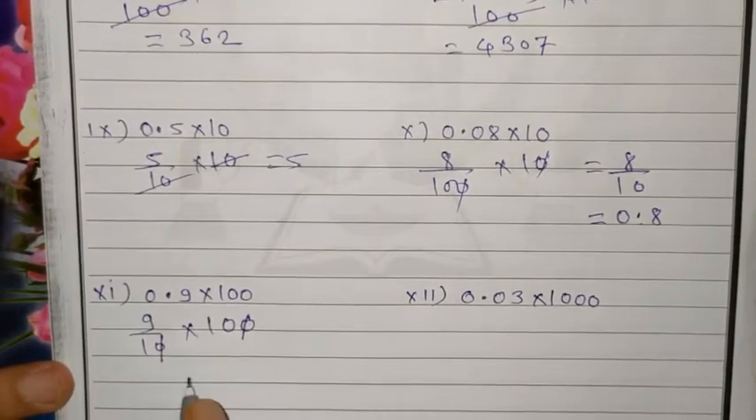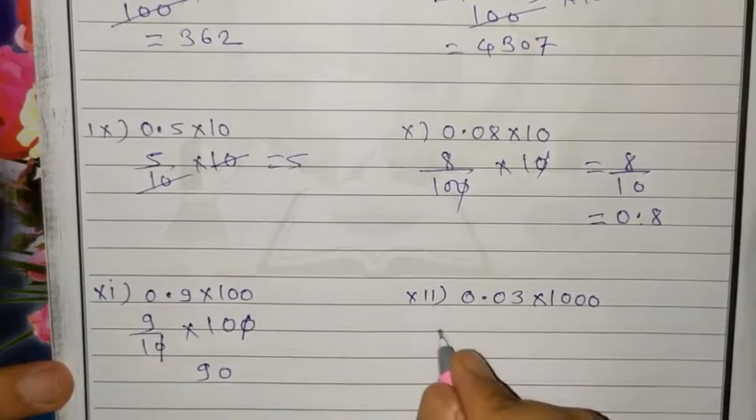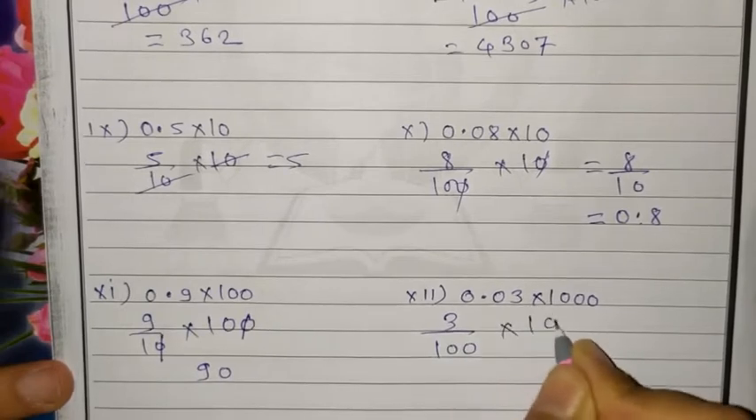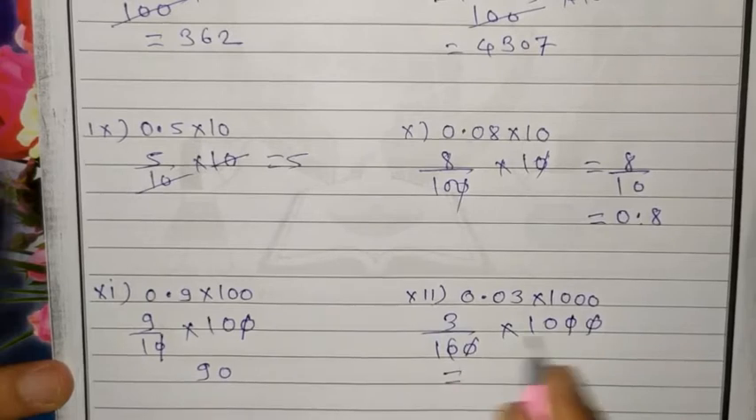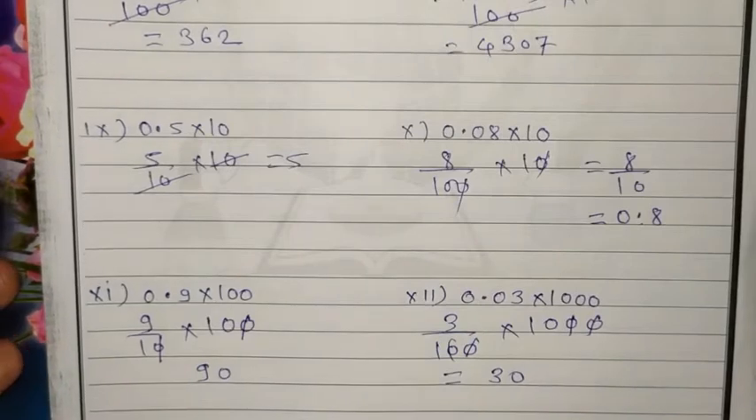Next number, 9 upon 10 into 100. Common 0 gets cancelled, so 9 into 10 is 90. Here 3 upon 100 into 1000. Common 0 gets cancelled, so here 3 into 10, so it is 30. So in this way we solve question number 3. After this we will go to the next question.